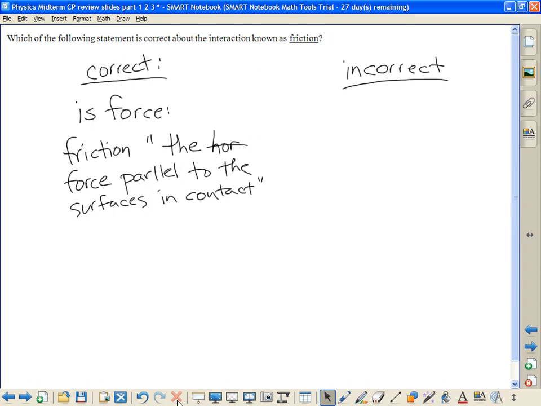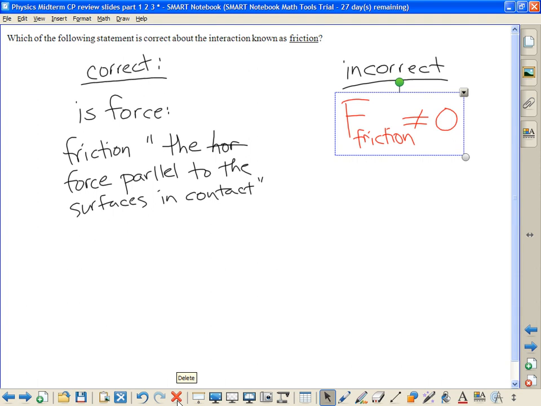How about this? Force of friction can never be zero. Correct or incorrect? I mean, incorrect. Oh, no, incorrect. Yeah, this is incorrect. Think of a counterexample. Yeah, that chair, there's clearly no force of friction between the floor and the chair now.